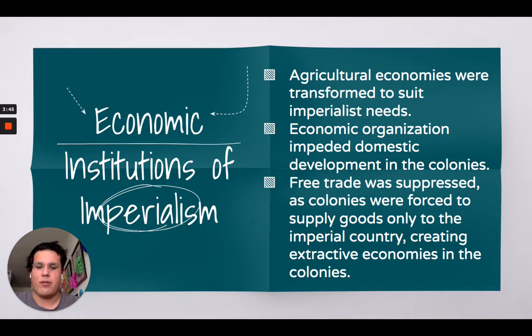The economic institutions of imperialism are therefore a transformation of the agricultural economies to suit the needs of imperial power. There's going to be economic organization under imperialism that impedes domestic development in the colonies. There's free trade suppression. Basically, there's no free trade whatsoever because colonies are forced to supply goods only to the imperial country, creating extractive economies in the colonies. The money and the resources that are produced in the colonies cannot go anywhere else except for the core country that is actually controlling them.